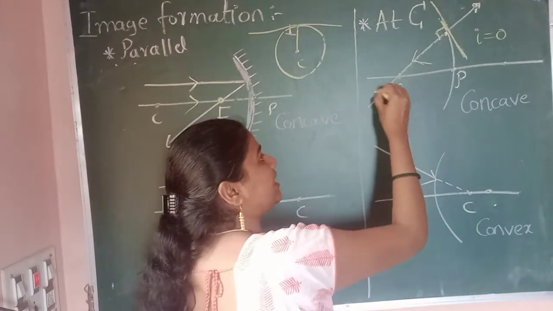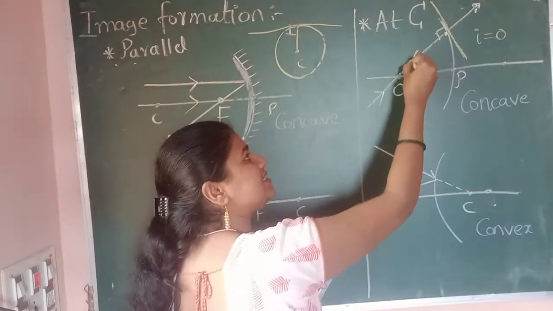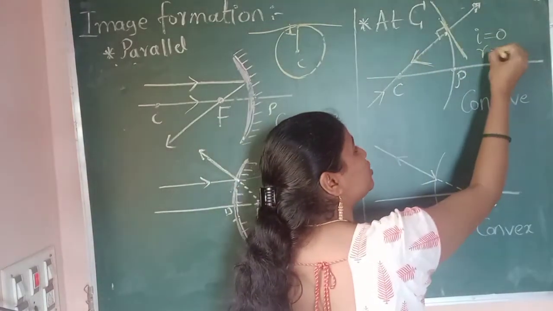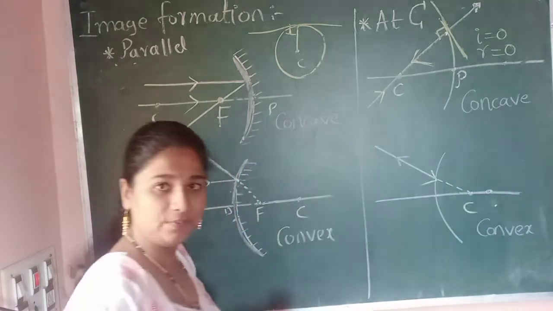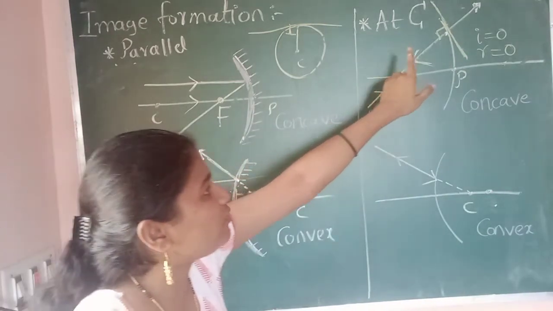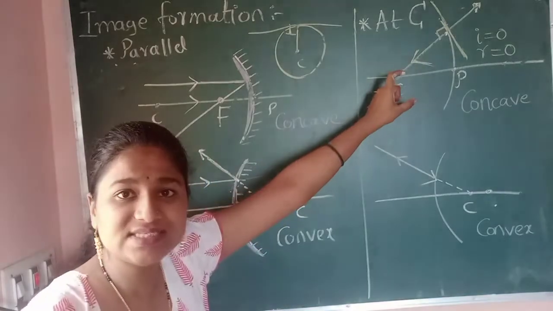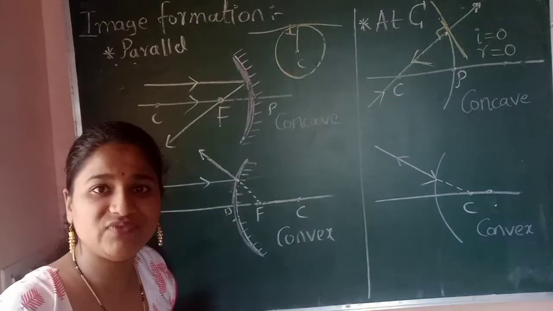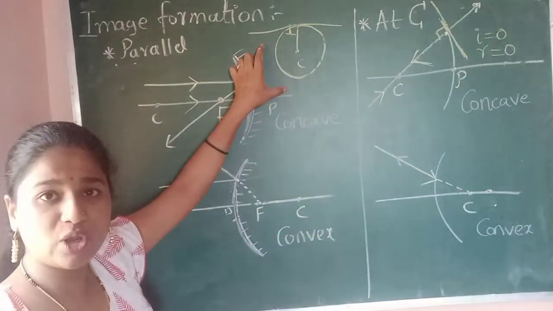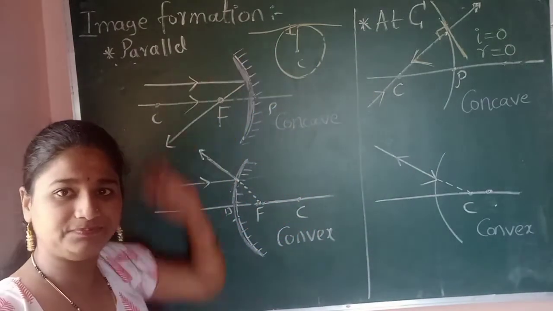Like this, the direction of incident ray, and this is the direction of reflected ray. So here angle of reflection will also become 0. So when a light ray passes through the center of curvature, the angle of incidence and angle of reflection will be 0. It is according to the law of geometry regarding the circle.